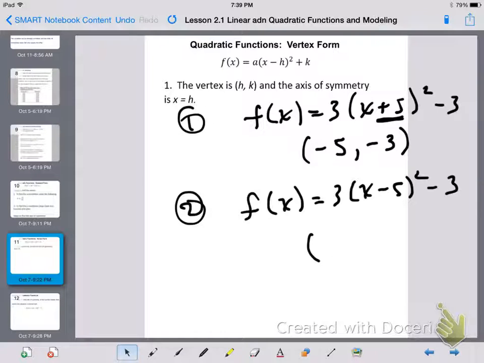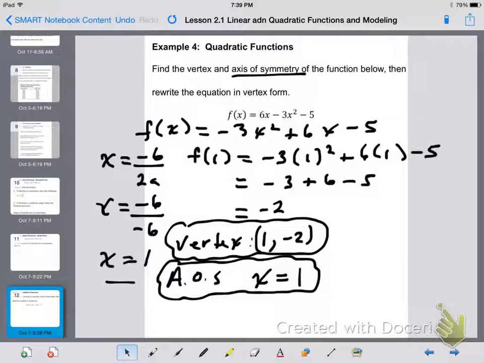Now down here, I see a negative 5, so the x-coordinate of my vertex is going to be positive 5. And then my k is, again, just what you see. It's negative 3. So, back to our problem, we have to put this in vertex form.